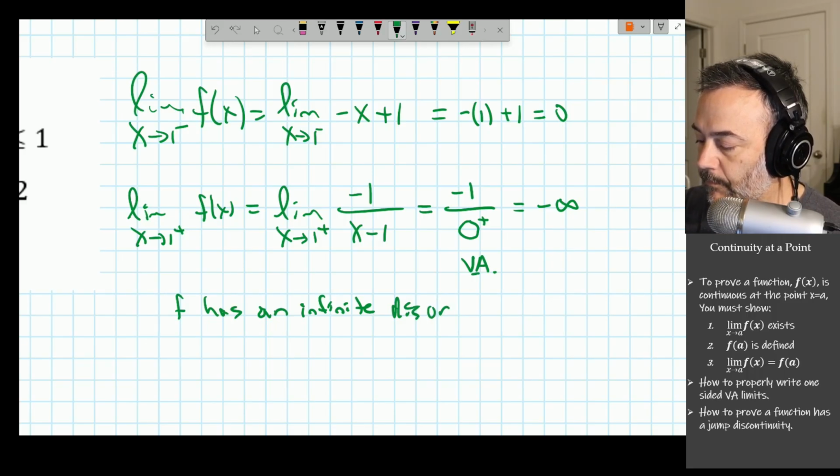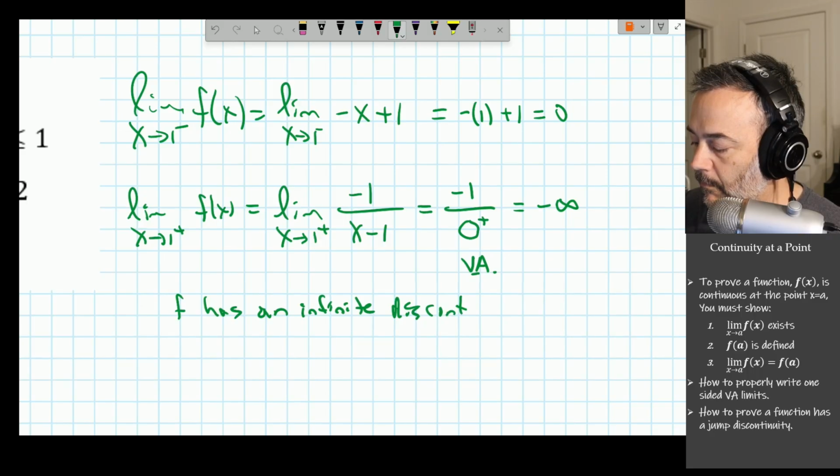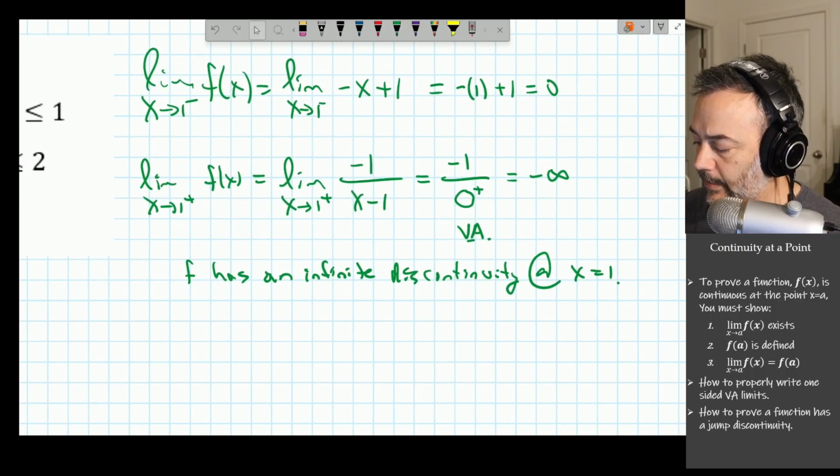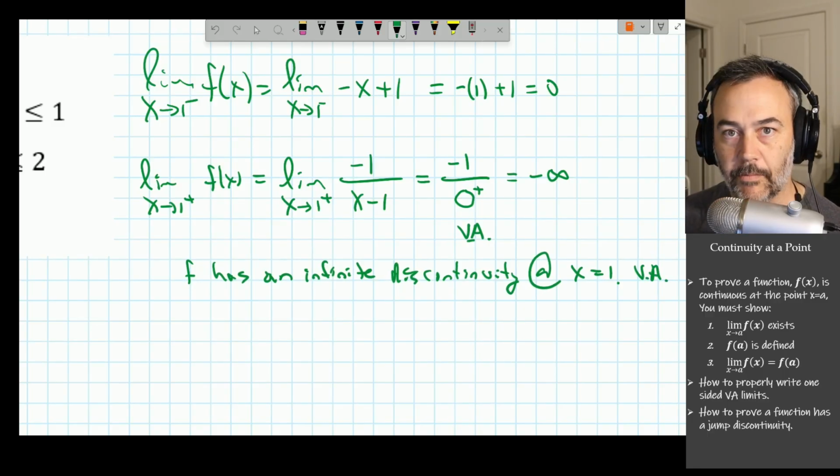discontinuity at x equals 1. That is a fancy way of saying a vertical asymptote. It has a vertical asymptote.